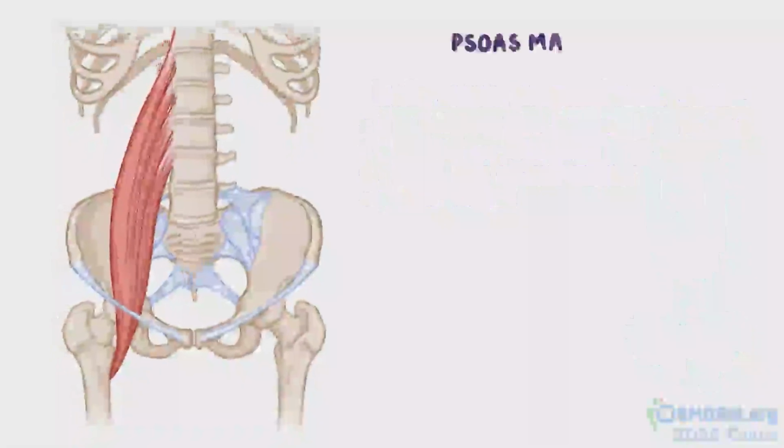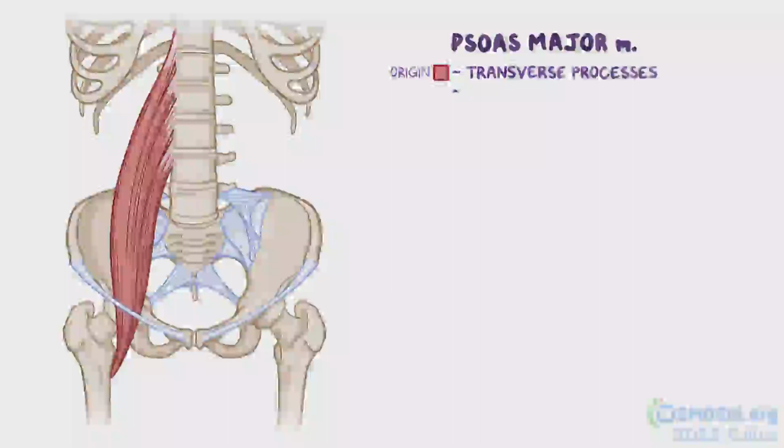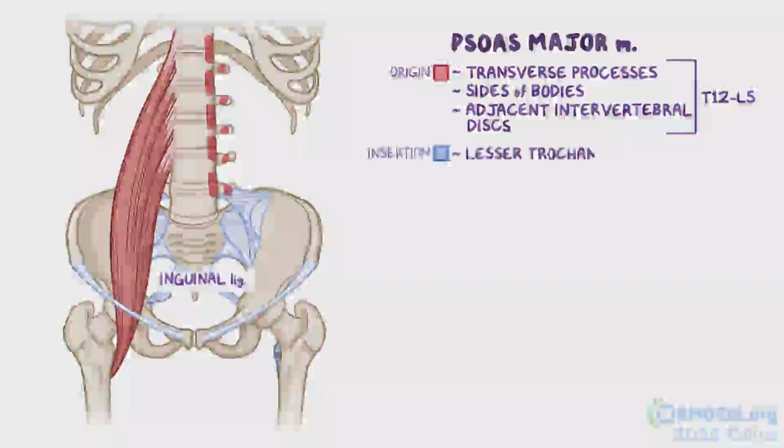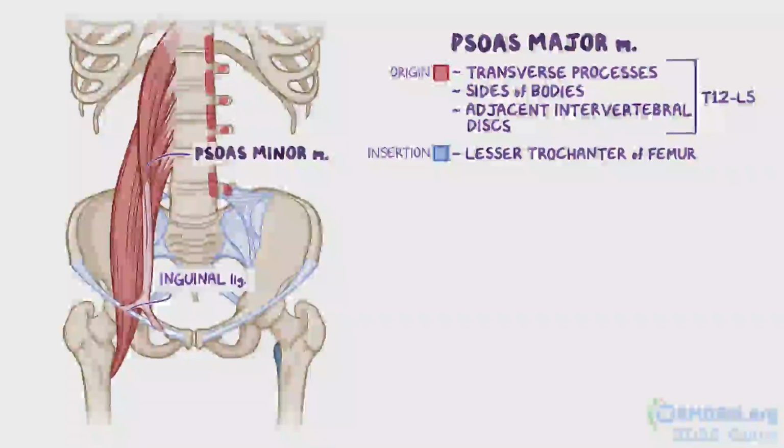First up is the psoas major, which is a long, thick muscle that lies lateral to the lumbar vertebrae. It originates superiorly on the transverse processes of the bodies and adjacent intervertebral discs of the T12 through L5 vertebrae. The psoas major passes inferolaterally, deep to the inguinal ligament in order to insert on the lesser trochanter of the femur. Finally, approximately half the population has a psoas minor muscle that sits on the anterior aspect of each psoas major muscle.